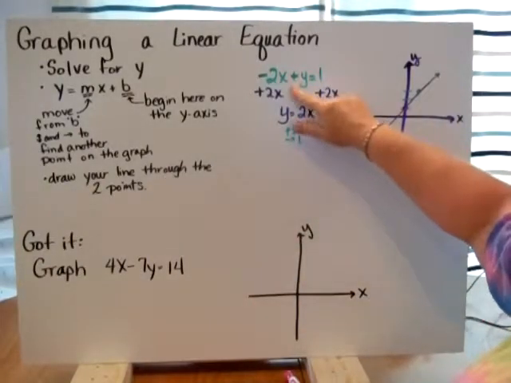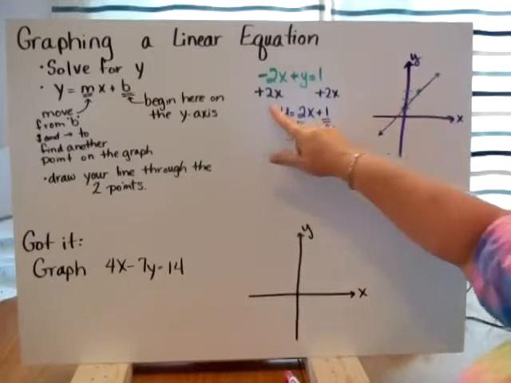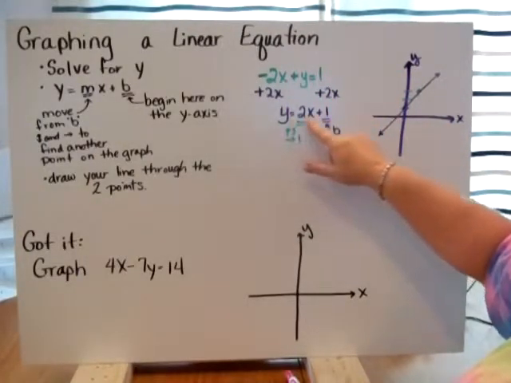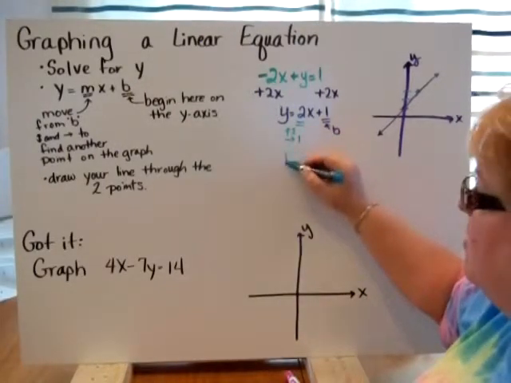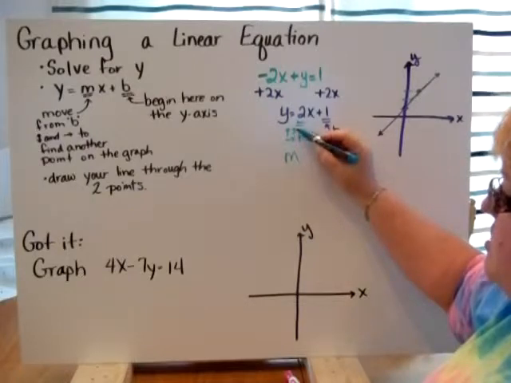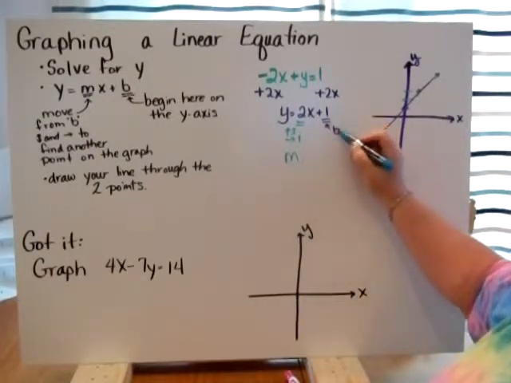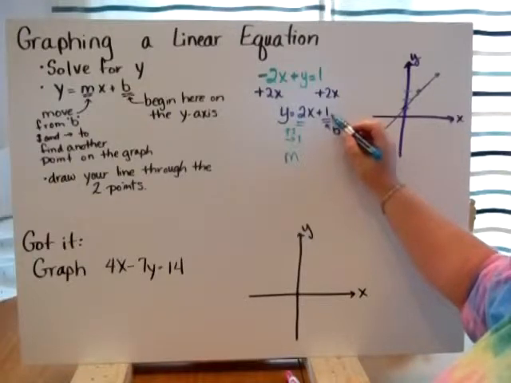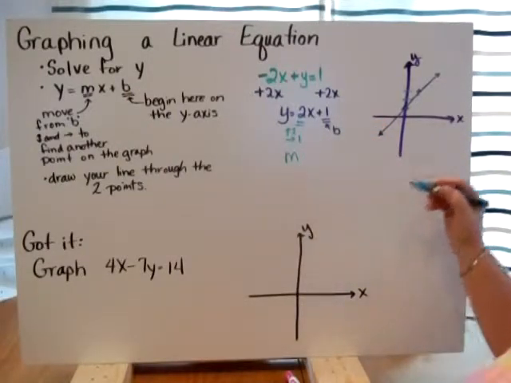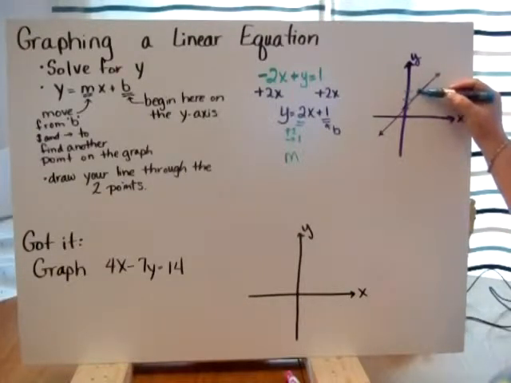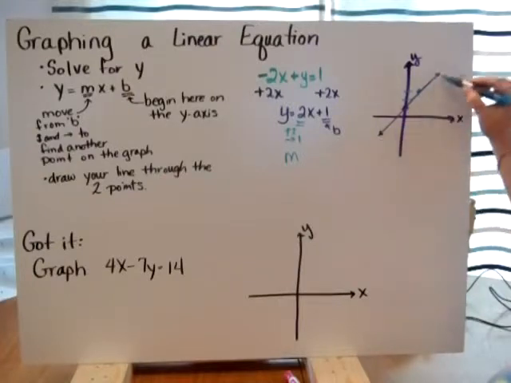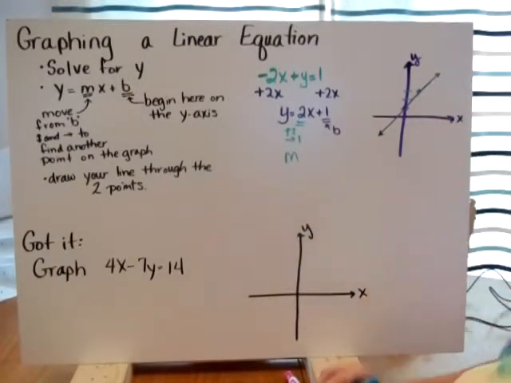In this example, we have the equation negative 2x plus y equals 1. We add 2x to both sides, which leaves us y equals 2x plus 1. 2 is our slope, which is our m, which tells us that we're going to move up 2 and right 1. And we have our b, which tells us we're going to begin at 1 on the y-axis. So here we've already graphed it. We've started at 1 on the y-axis. From this point, we moved up 2 places and over 1 place to give us our next point. We now have 2 points, and we just draw the line through the 2 points.